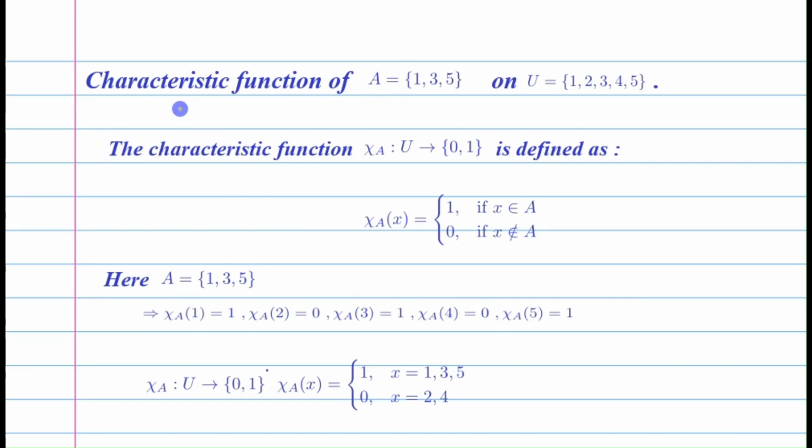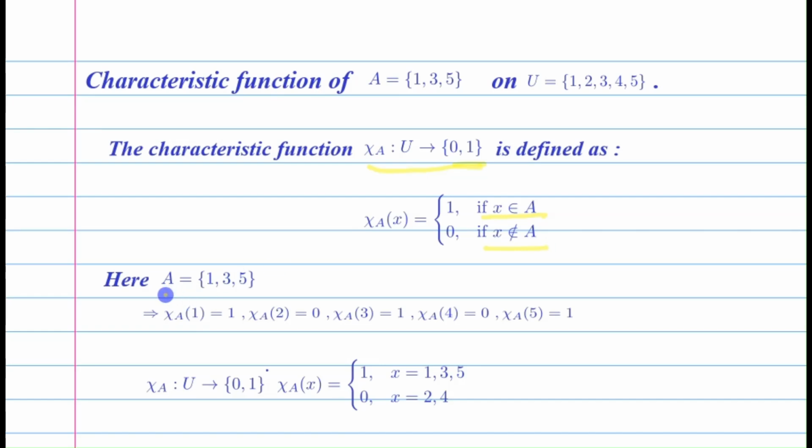Now about the characteristic function, it is denoted by the Greek character chi. So chi of A from U to {0, 1}. The characteristic function range is only 0 comma 1. So it is defined as chi of A of x is 1 if x belongs to A and 0 if x doesn't belong to A.